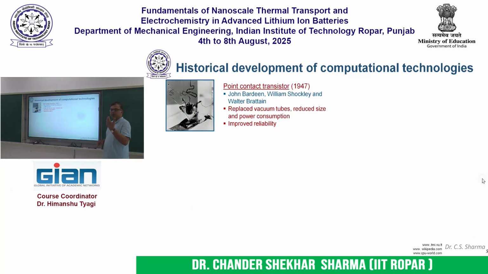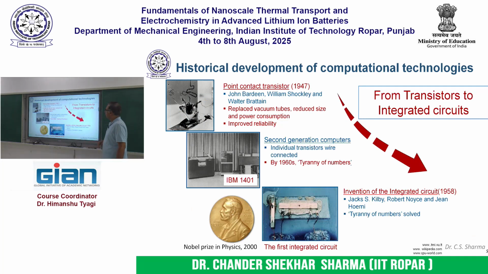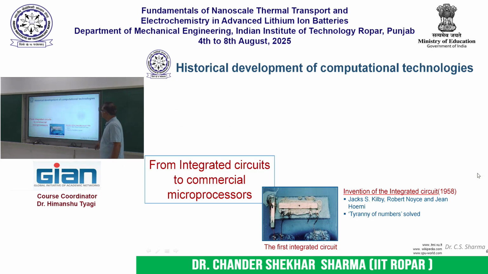But then the major breakthrough comes in the form of invention of the point contact transistor in 1947, okay, and that leads eventually to the development of the integrated circuit. So transistors were initially connected with individual wires, but then it was realized that this is not feasible, and then somebody figured out that okay, we can integrate all the components of a microelectronic system on a single silicon wafer, okay. And from here the development of microelectronics starts.